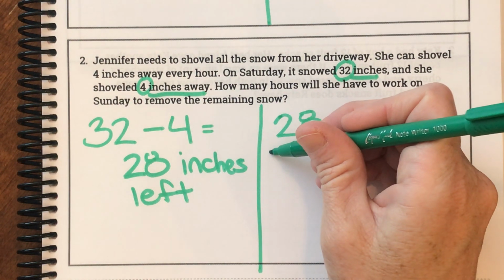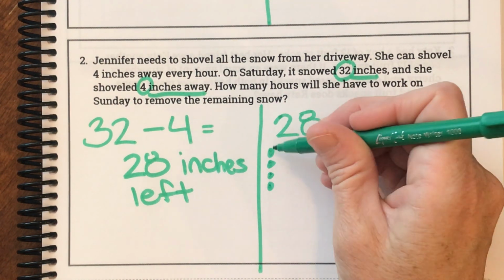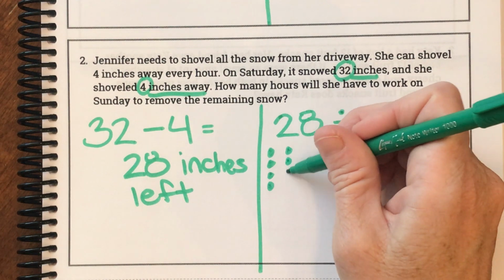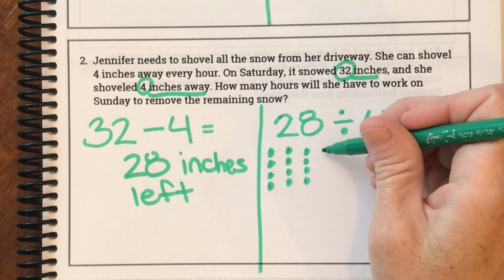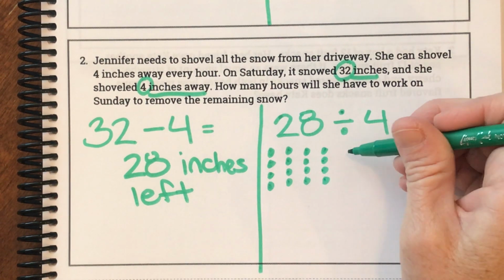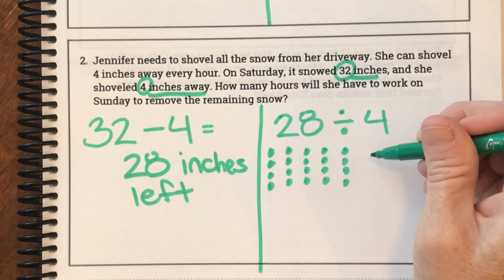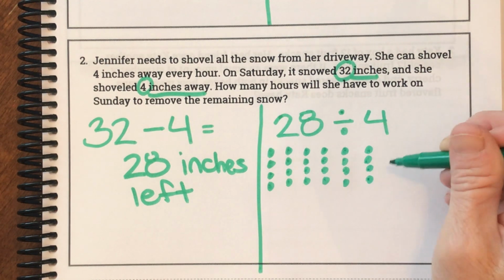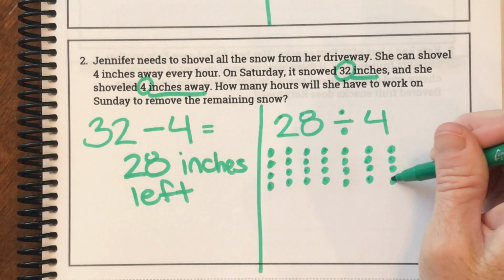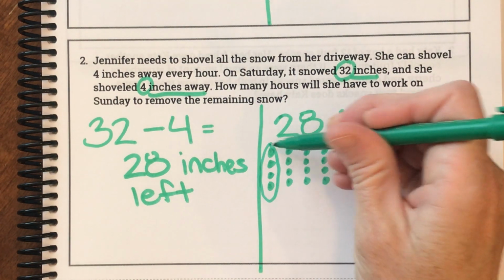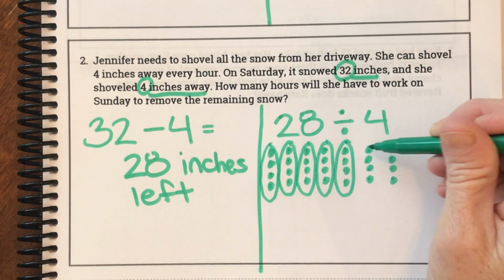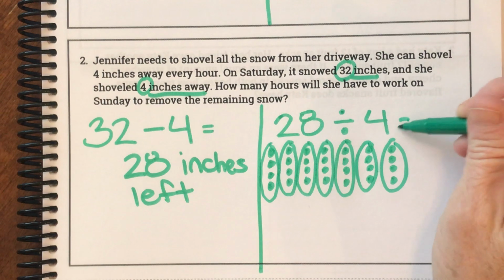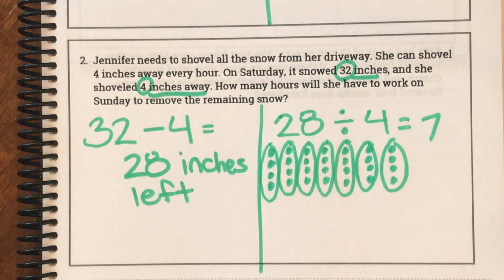Okay, so ready? 1, 2, 3, 4, that's 1 hour. 5, 6, 7, 8, that's another hour. 9, 10, 11, 12, 13, 14, 15, 16, 17, 18, 19, 20, 21, 22, 23, 24, 25, 26, 27, 28. So this is 1 hour she'll work, 2 hours, 3 hours, 4 hours, 5 hours, 6 hours, and 7 hours. She's going to have to spend 7 hours on Sunday to shovel all that snow.